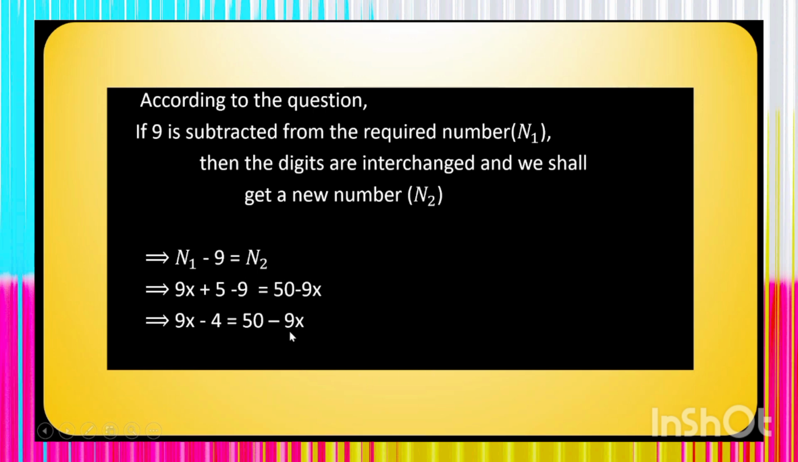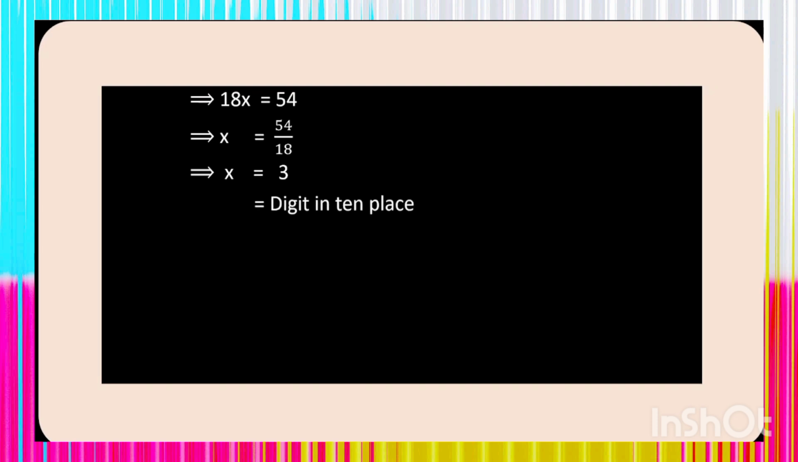So the minus 9x will be transposed to the left hand side, minus 4 is transposed to the right hand side, we shall get 9x plus 9x is equal to 50 plus 4. Hence 18x is equal to 54. x is equal to 54 by 18, which is 3. Thus the digit in the tens place is 3.